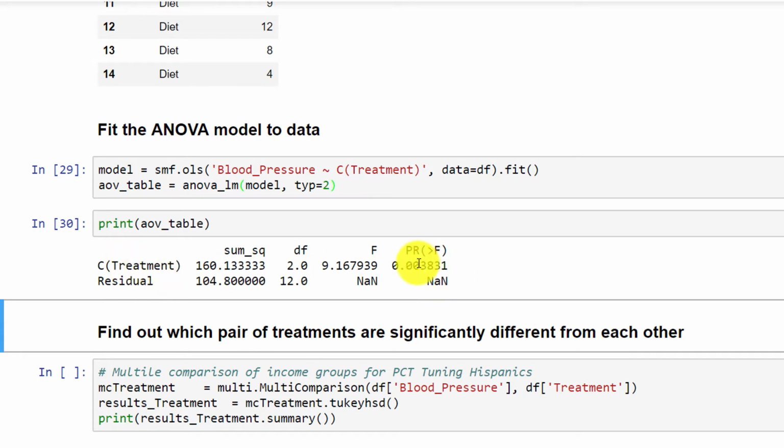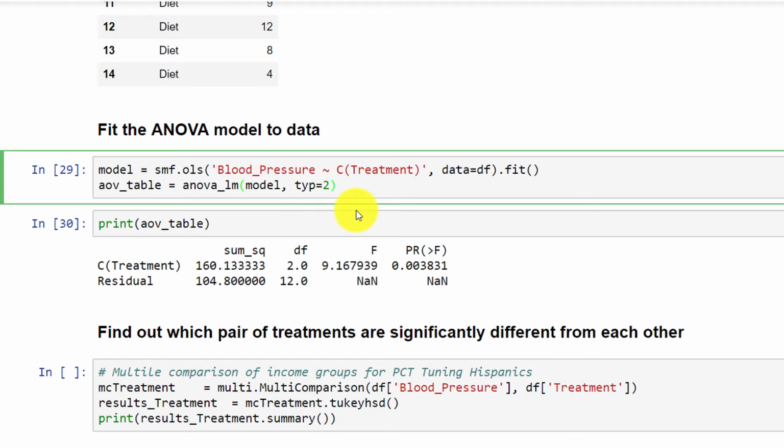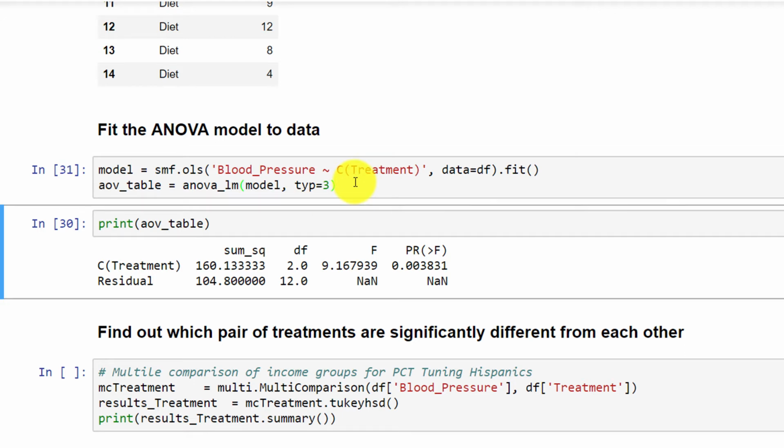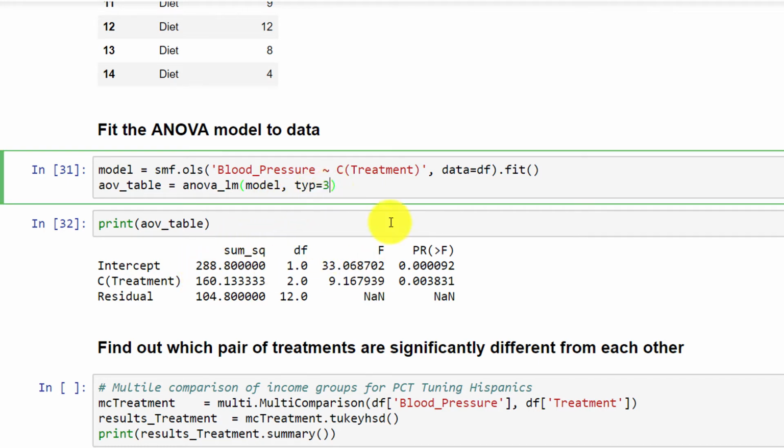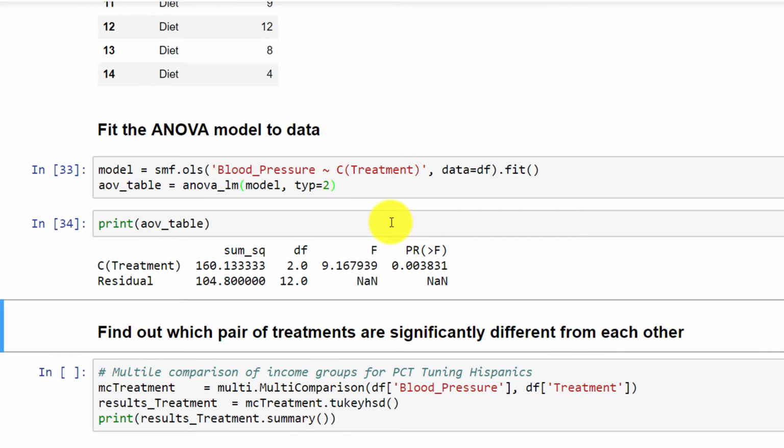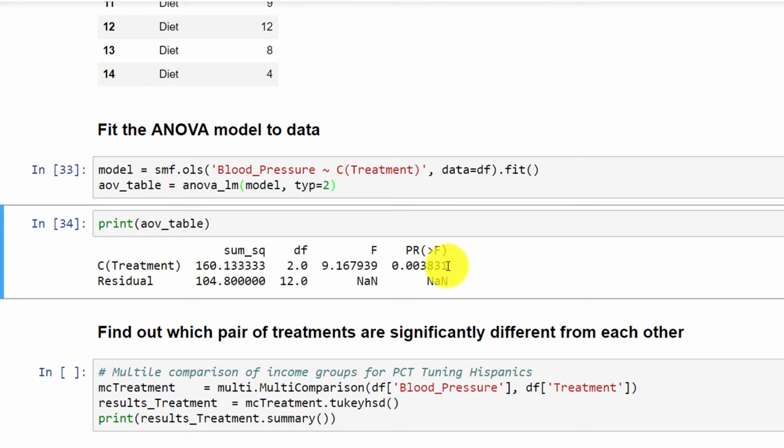All right, suppose then I use typ equal 3. We cannot use typ equal 1. It's 2 or 3. So if we use typ equal 3, now notice it's printing the intercept. We don't need that. So there are cases where you may want to use a model with intercept, but in this particular exercise, I don't. So I'll go back to typ equal 2. Now we know that our model is significant, so there is a significant difference in treatment.